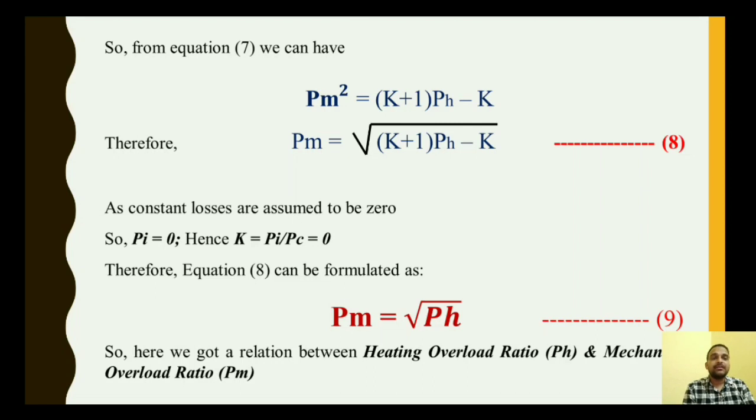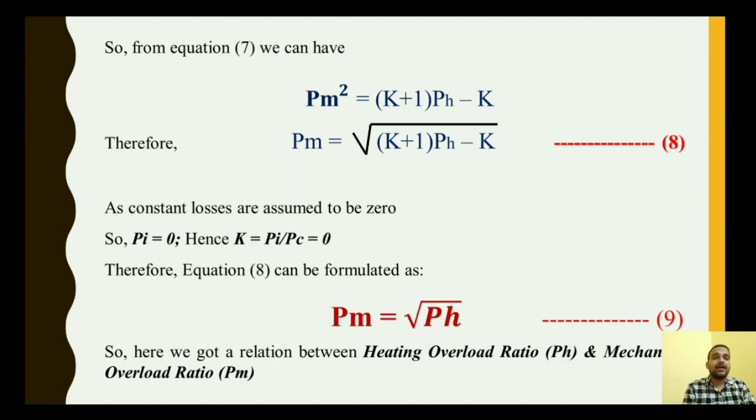What is Pm? Pm is the mechanical overload ratio, and what is Ph? Ph is the heating overload ratio. Therefore, cancelling out the square term, we can get Pm equals to the under root of the overall quantity of the right hand side, that is in bracket (k plus 1) into (Ph minus k). So Pm equals under root of (k plus 1) into (Ph minus k). This is equation number 8.